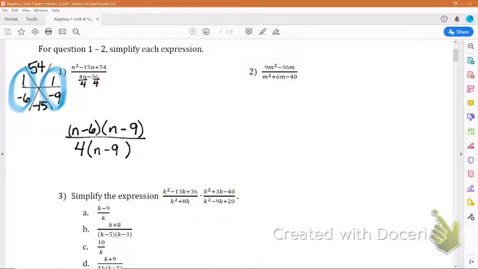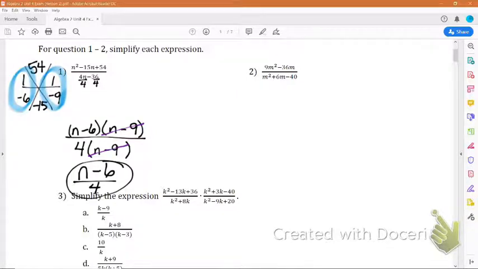So now I have two factors that match. I have an n minus 9 on the top, and I have an n minus 9 on the bottom, which means I can cancel those out. That leaves me with an answer of n minus 6 divided by 4. And that is my final answer. I can't simplify anything else. I can't reduce anything else. That is your final answer.